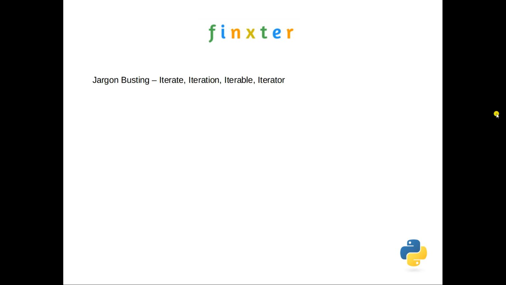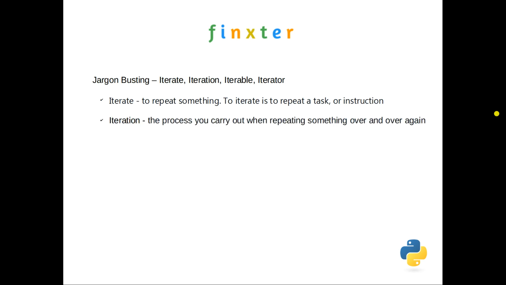So let's talk a little bit about some of the jargon we come across when we're talking about functions and generators in particular. People talk about iteration, iterables, iterator. I just want to clear up for some people what all that means, because it can be confusing. So when we say in English to iterate, we mean to repeat something. So it's to repeat a task or an instruction. And if we are doing iteration, that's the process of repeating something. So if we're repeating a task over and over again, that is iteration.